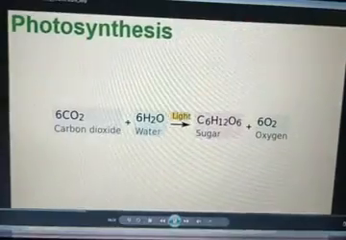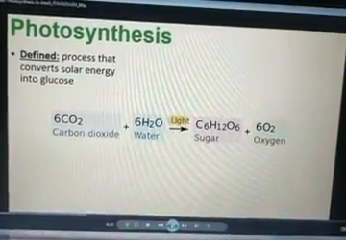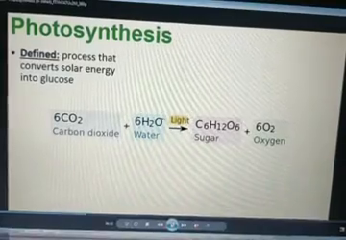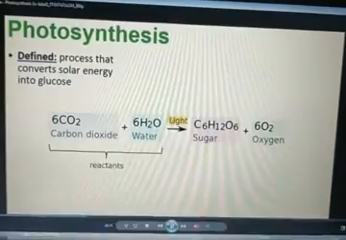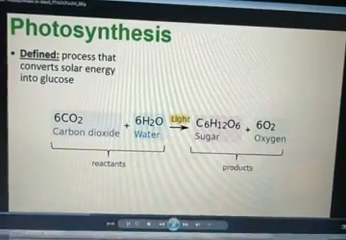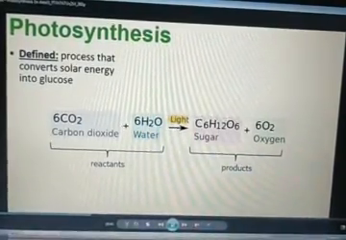Now we'll look at the general definition of photosynthesis. It is the process that converts solar energy into glucose. And you can see the formula here, the reaction here: carbon dioxide and water are the reactants, and by the help of sunlight they produce sugars like glucose and oxygen.